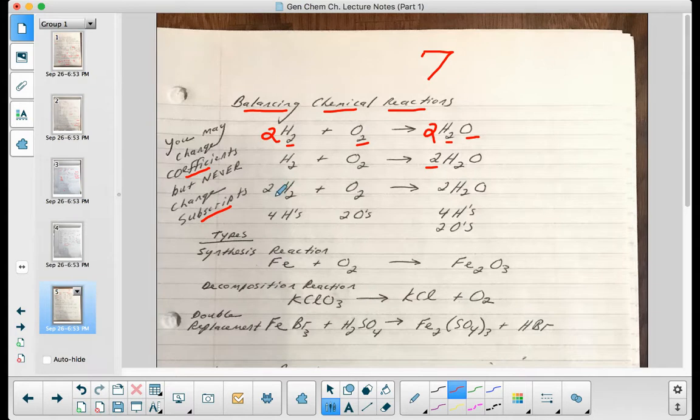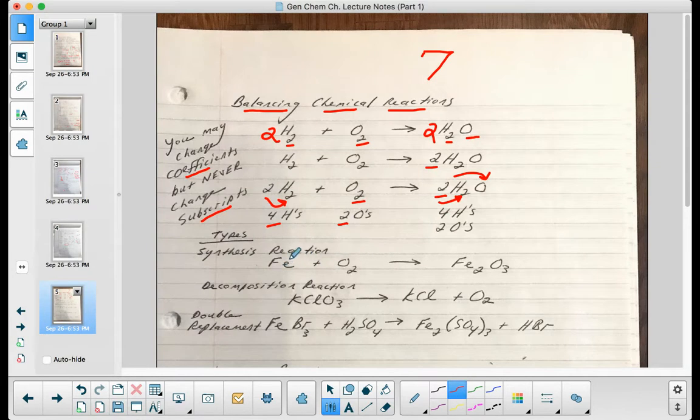And so I do my final count. I say 2 times 2 gives me 4 hydrogens. The 2 subscript here tells me I have 2 oxygens. And the 2 here tells me that if I distribute it there, I have 2 hydrogens. Sorry, I have 4 hydrogens. And then I distribute the 2 to the oxygens, and I have 2 oxygens. So everything balances out. That's a balanced chemical reaction.